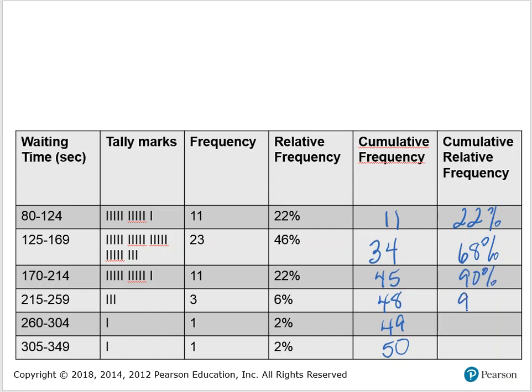90 plus 6 is 96. 96 plus 2 is 98. 98 plus 2 should be 100%. Okay, so I do have all of my data included. So I know all of my patrons in this study that I was doing got their meal in before 349 seconds were up.